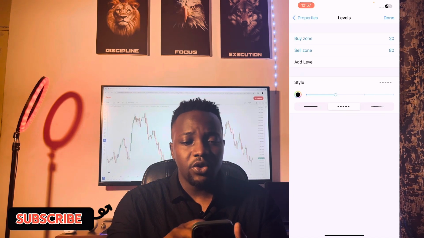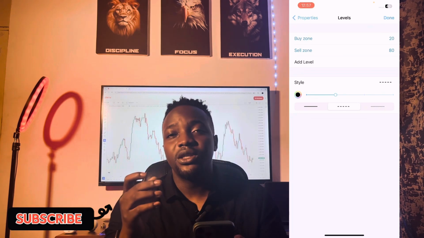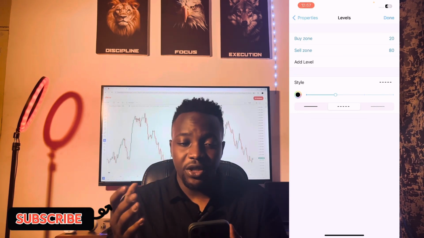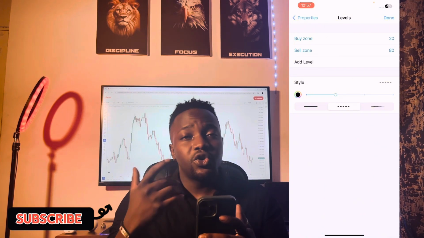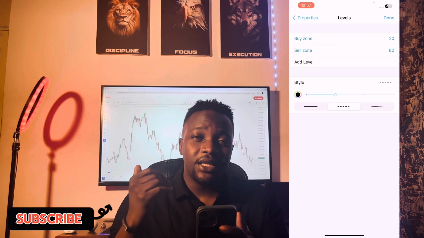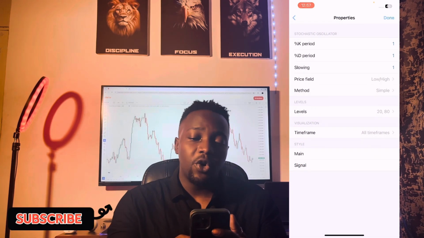And our level 20 is going to be labeled as a buy zone, which means each and every time we get to our level 20, we want to look for buy opportunities. And then our level 80 will be labeled as a sell zone, which also means that whenever we get to our level 80, we want to be looking for sell opportunities. Once you're done, you simply click on done.